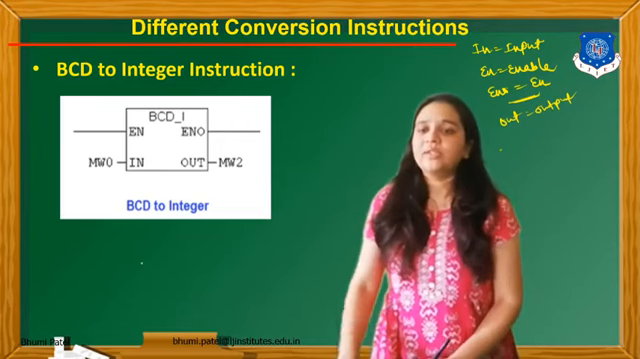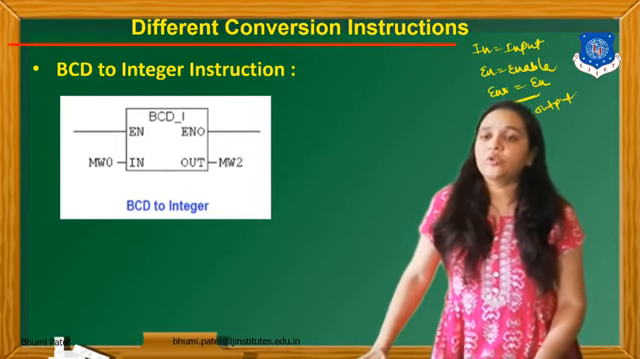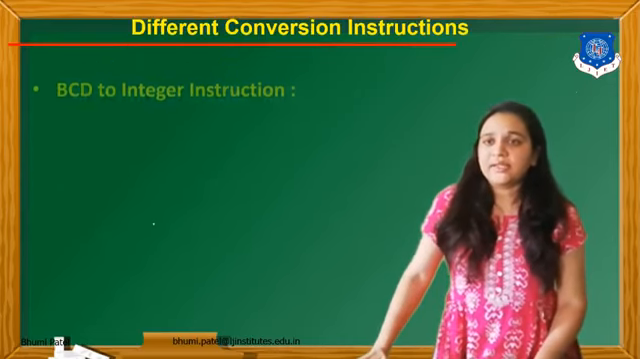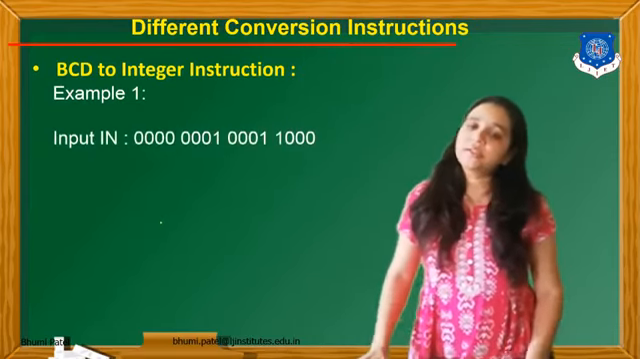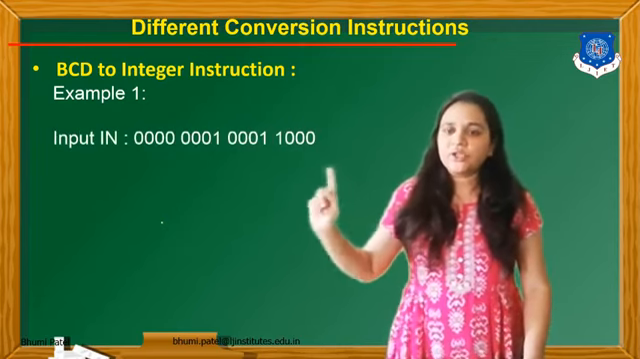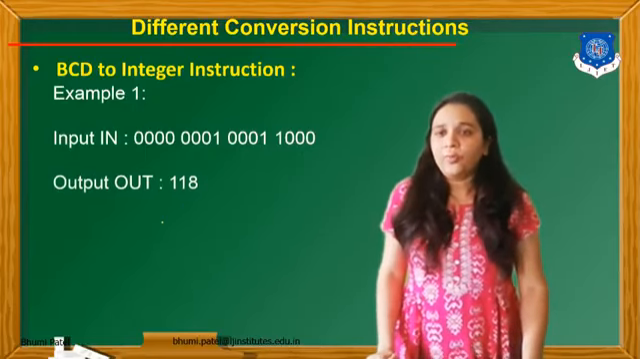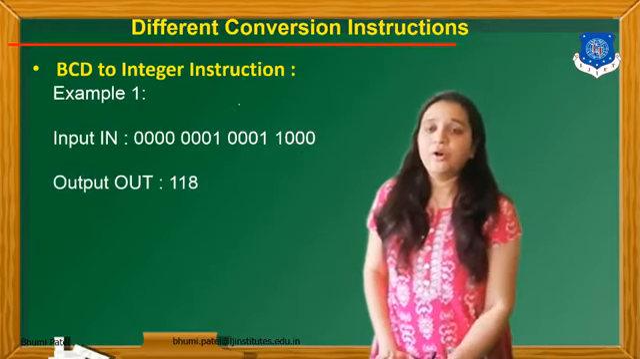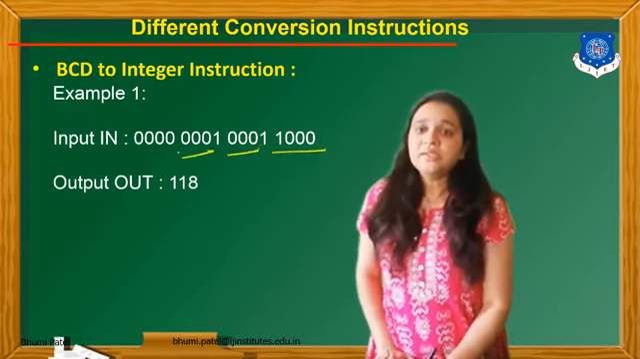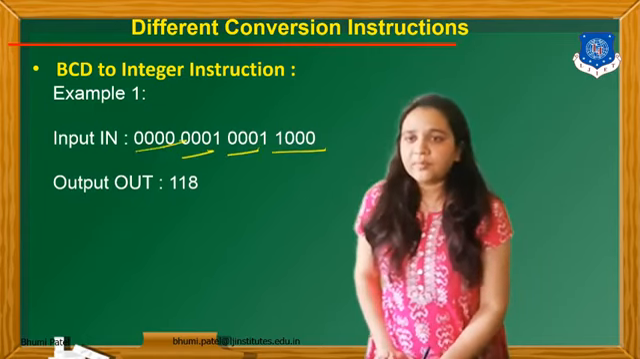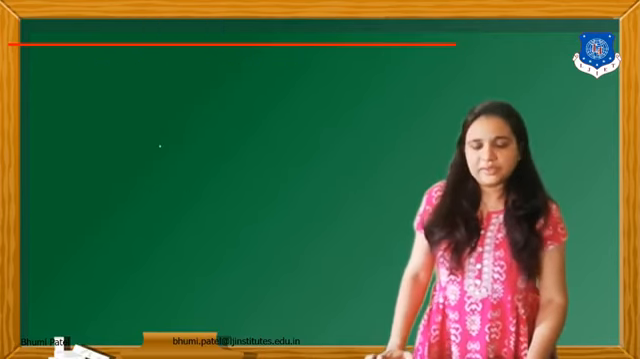Using BCD to integer, if a BCD number is applied at the input, it will be converted into an integer number. Suppose the example: the input BCD number is given as 0000, 0001, 0001 and 1000. We get the output 118, because the conversion of 1000 is 8, 0001 is 1, 0001 is 1, and the 4 bits of 0 give 0. So this is the example of the BCD to integer instruction.